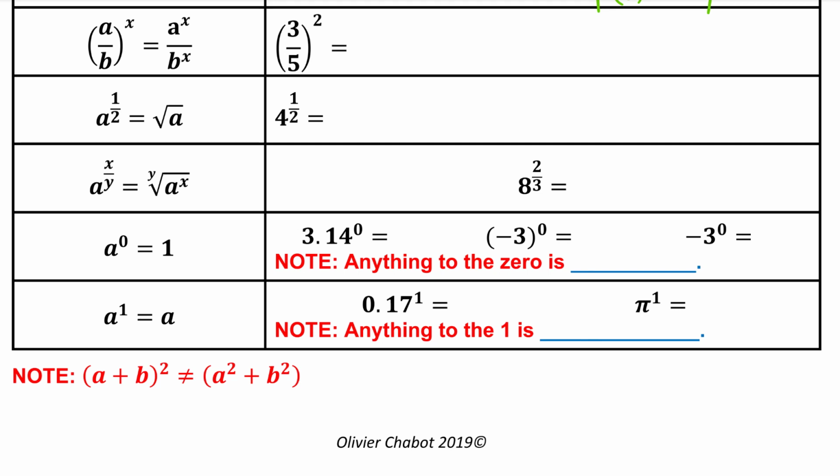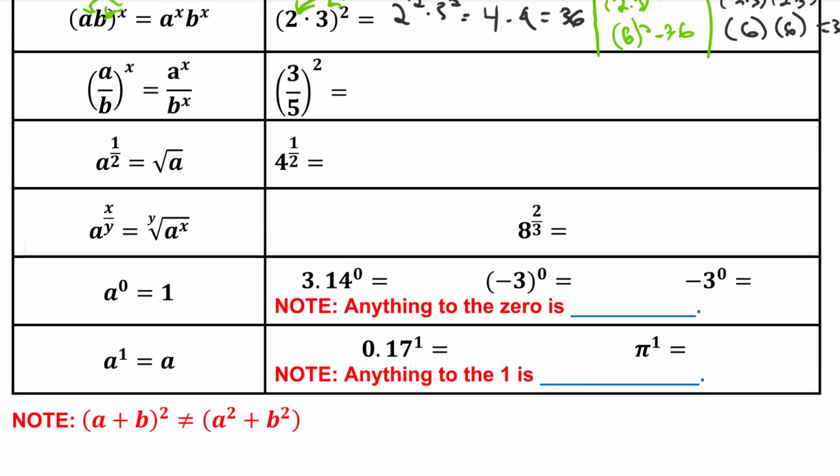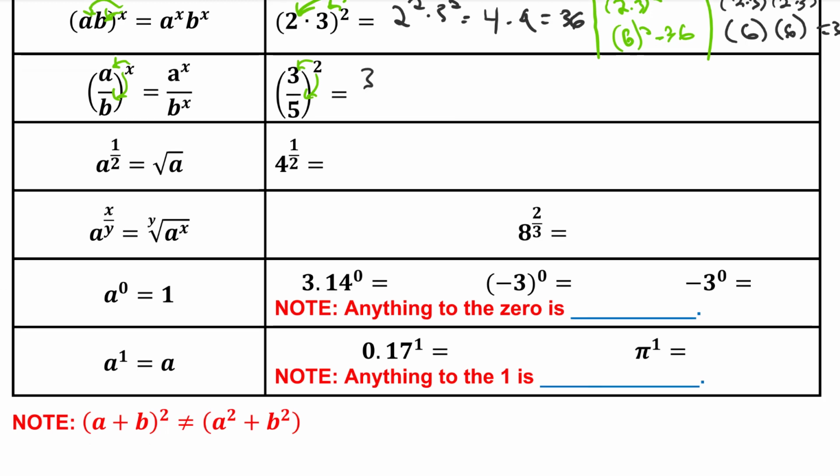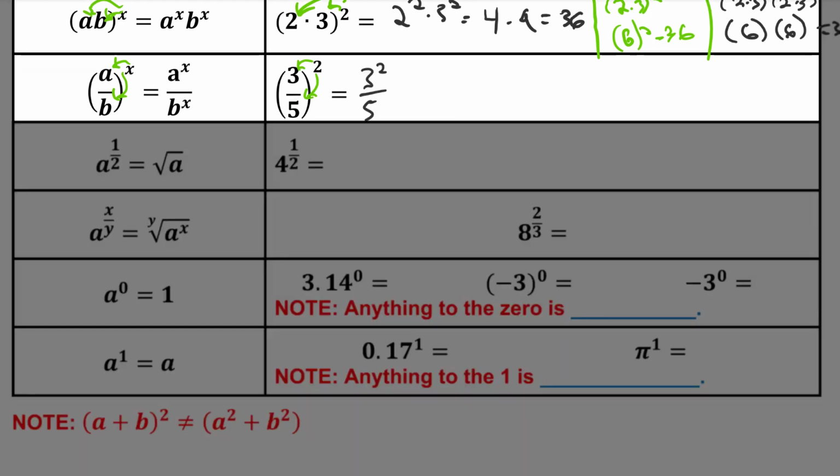So when it's all multiplication or division, we can simply distribute the exponent to both. When there's a plus or minus sign, it won't work. I'm warning you right now. So we just distribute the exponent to both. We have 3 squared over 5 squared, so then that would be 9 over 25.